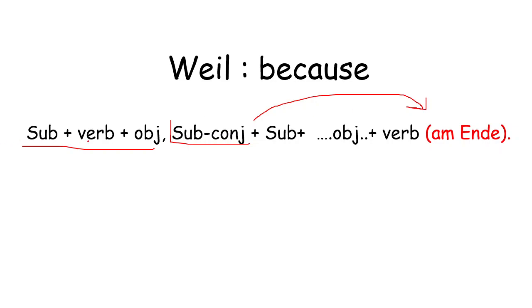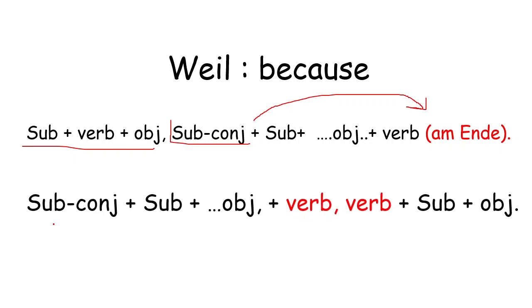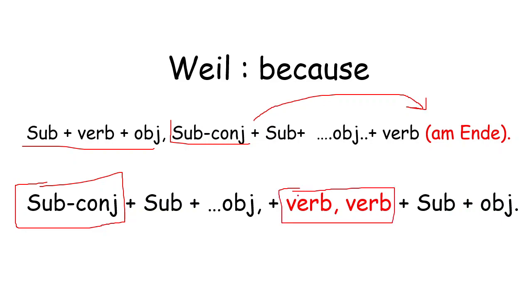And the second way: the subordinate conjunction comes at the first position, then subject plus object plus verb, comma, verb, then subject, object. So here two verbs come together, but we have a comma between them.